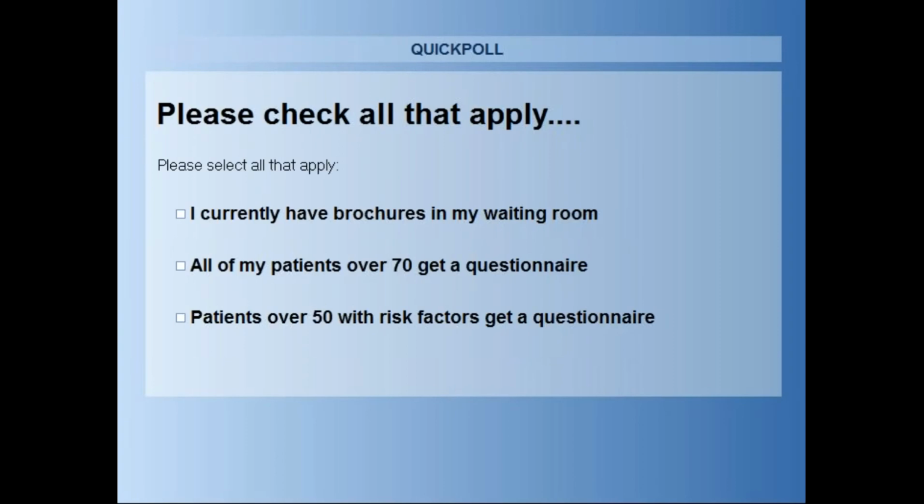And I'd just like you to check all that apply to you. You can make more than one selection. I'd just like to get a feel for how many of you are currently utilizing the marketing materials. So I'm just going to give it a minute for everybody to select their choices.